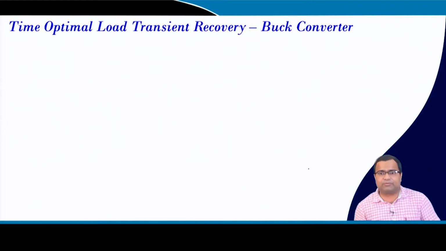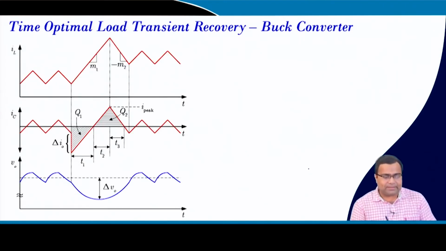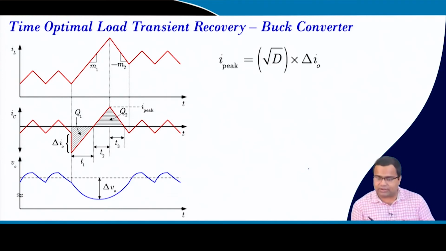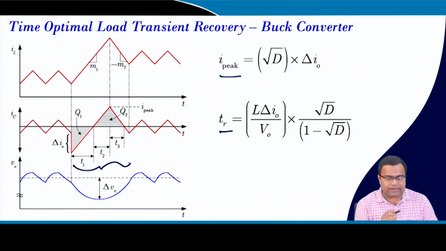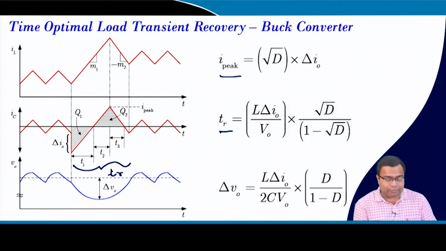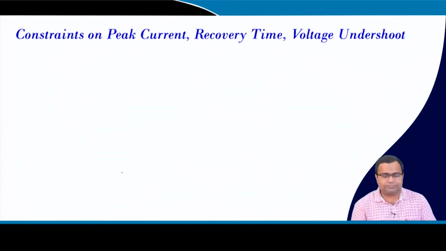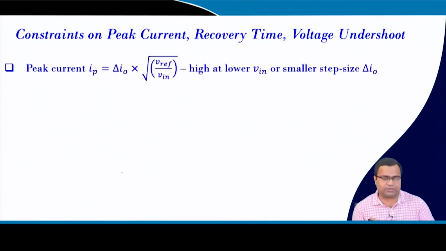So, for time optimal recovery, if we take a buck converter, the first thing is the transient, and that we have discussed already. We have already identified what my peak current is and what my recovery time TR is, and we have also discussed the voltage undershoot. All the expressions we have already discussed. Now, what are the constraints on the peak current, recovery time and the voltage undershoot?